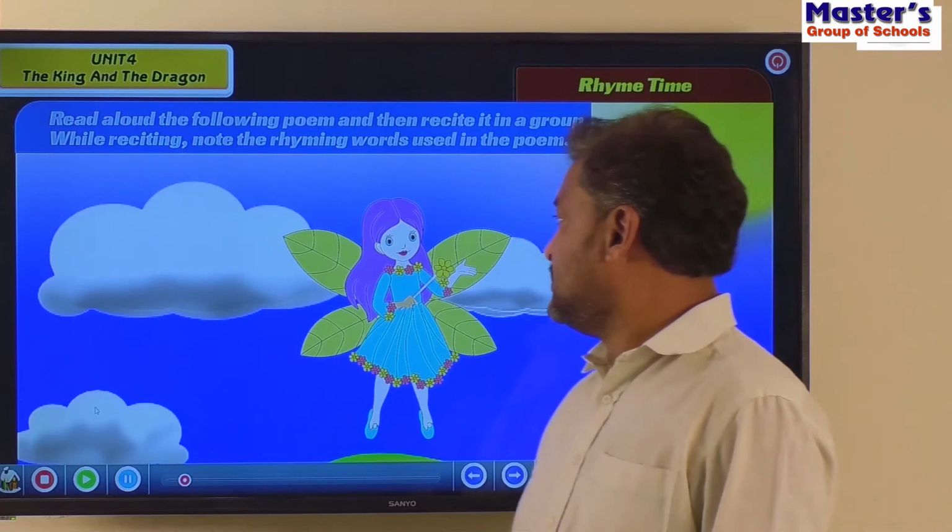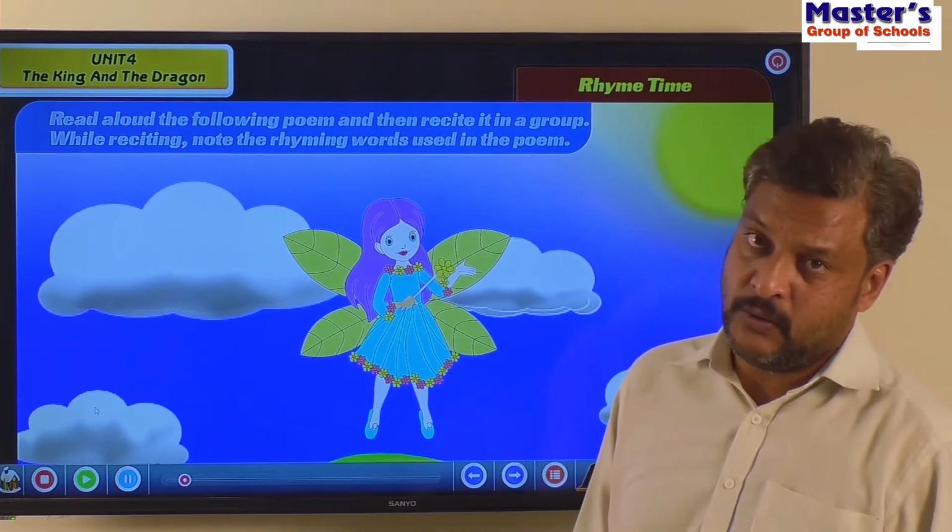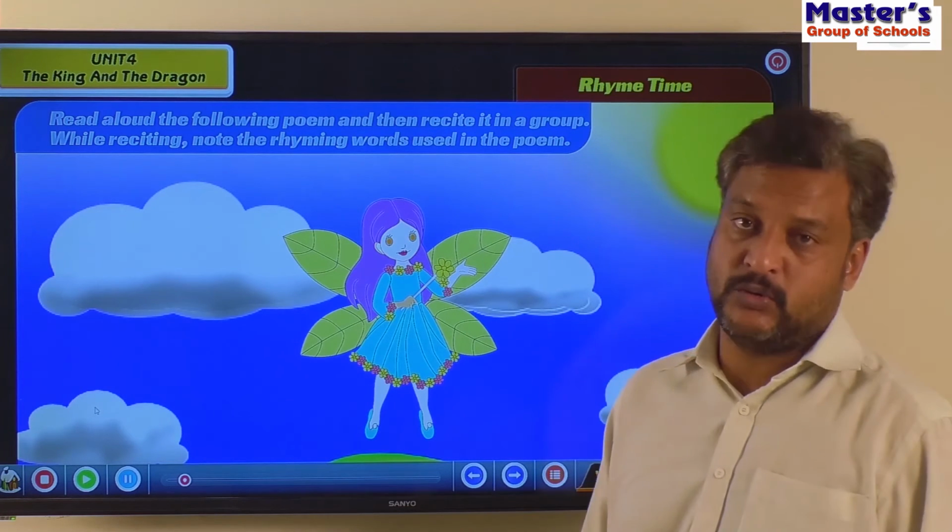Okay, so we have listened to that and now I will give you the wordings of this particular rhyme for you to practice it at home, right?